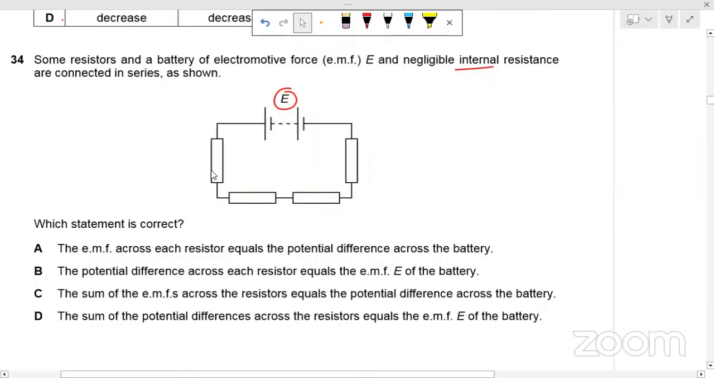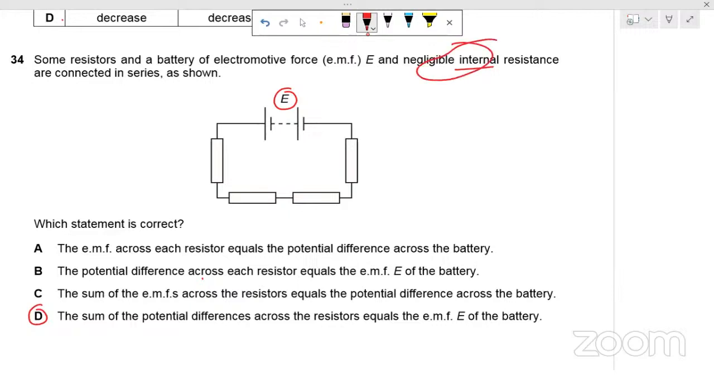Across each resistor, the potential difference is always there. So if it is this statement, sum of potential difference across each resistor is equal to EMF, then it would be a correct option. Sum of potential difference across the resistors is equal to EMF of the battery. As internal resistance is negligible, there is no drop within the battery. So these resistors are connected in series. So the sum of potential difference across each resistor, V1, V2, V3, V4, this is application of Kirchhoff's second law.